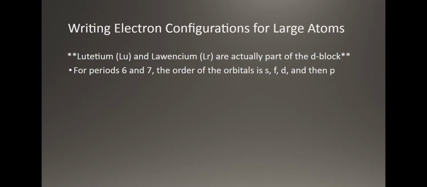Okay, so electron configurations for very large atoms. First off, I want to point out that lutetium and lawrencium are actually part of the D block, even though they're kind of grouped down with the lanthanides and actinides. And for periods 6 and 7, the order we're going to fill the orbitals is the S, followed by the F, and then the D, and then P finally. So let's go ahead and actually try out some examples with this.